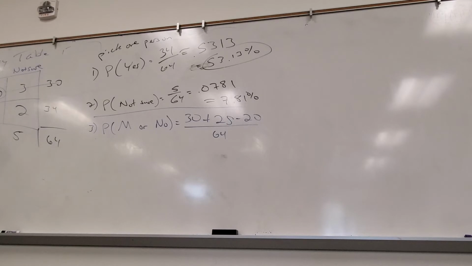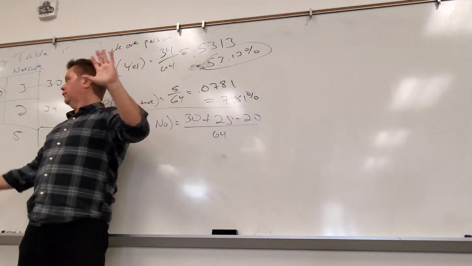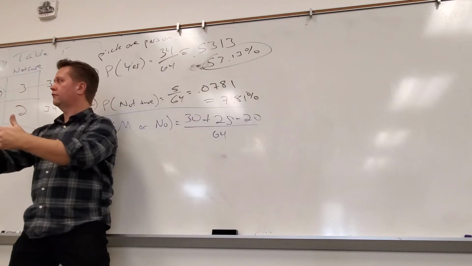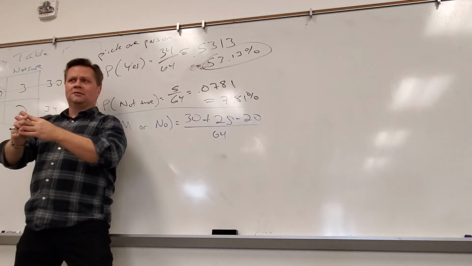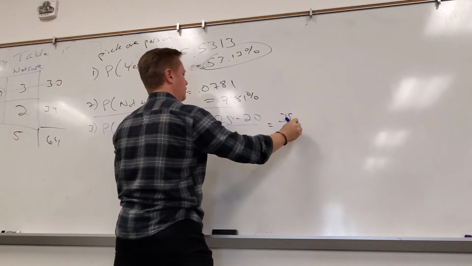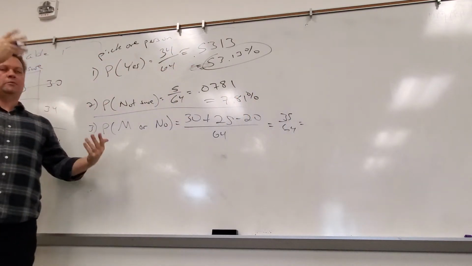You could have done this. 30 men, how many said no that I haven't counted yet? 5. So it'd be 35 out of 64. And sure enough, what's 25 minus 20? 5. You guys see how all the math has to agree with itself? Okay, maybe. So what do we get there? We get 35 out of 64, which is almost, so it'll be a little bit more than 53.